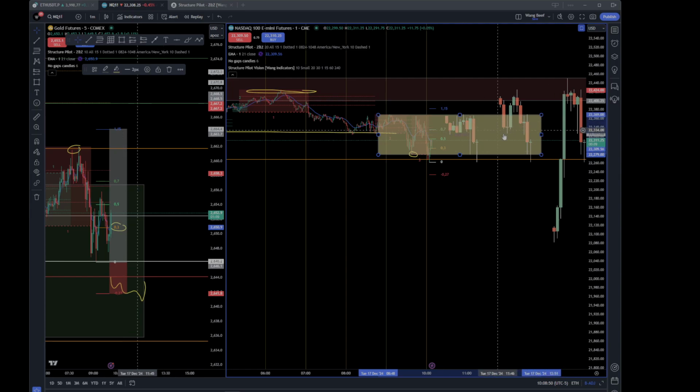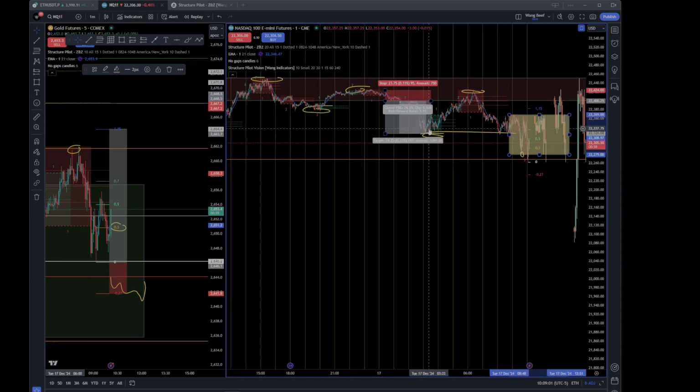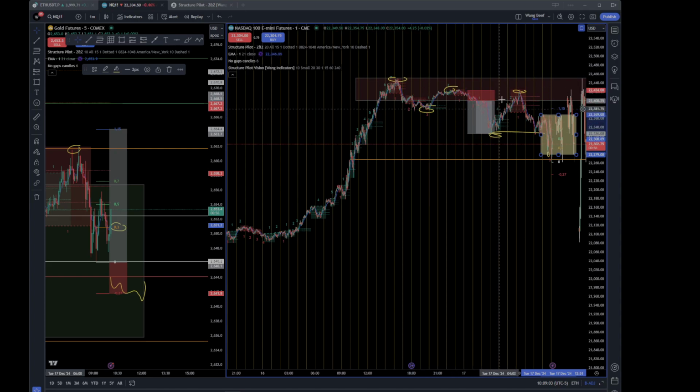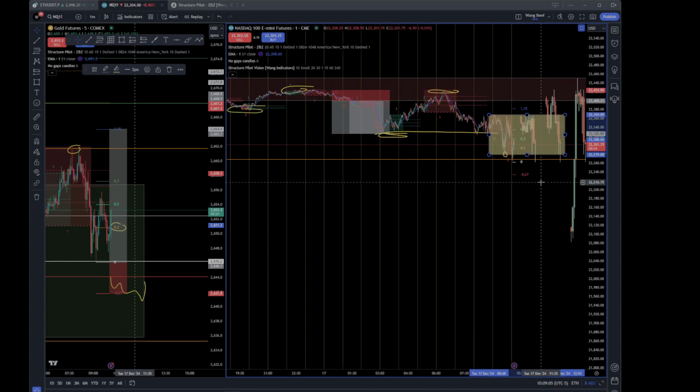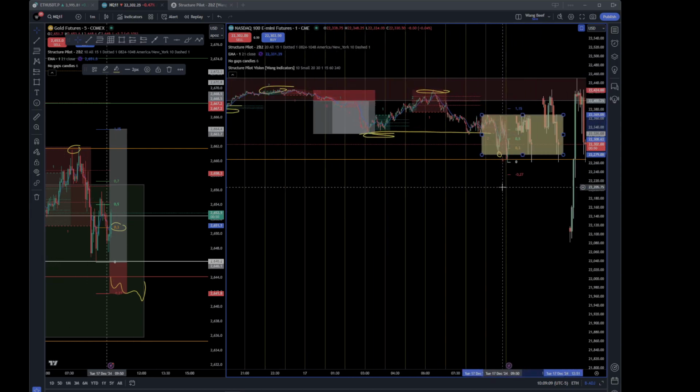What can we see when we observe in price, right? We see that we swept the low of that candle. How many swings did we have? One, two, one, two. This is the third one.